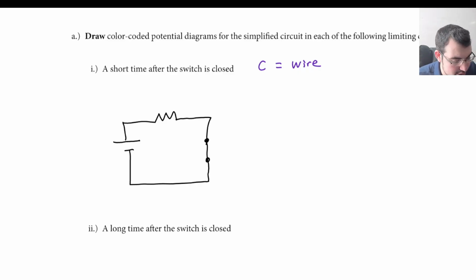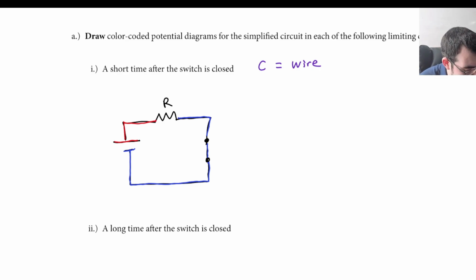Well, if we try to color code our circuit here, with red being our high potential and 0 being our low or ground, when we reach the capacitor, we see that this is a wire, and there's no potential difference across an ideal wire. So what we see here is that all of our potential difference is dropped across our resistor.